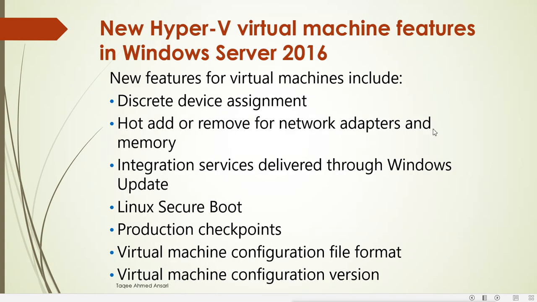Then the new Hyper-V virtual machine features in Windows Server 2016. These are the new features of virtual machines. Previously it was the option for the host, now this is for the guest. So what are the new features we have for the guest? First, discrete device assignment. That means the devices from the host can be discretely assigned. Then hot add or remove for network adapters and memory. This was not supported previously.